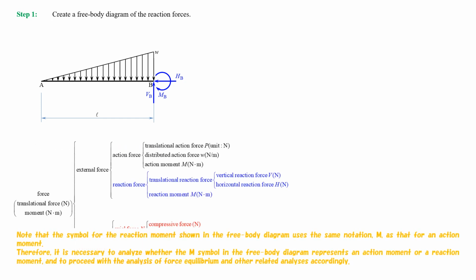Note that the symbol for the reaction moment, shown in the free body diagram, uses the same notation, M, as that for an action moment. Therefore, it is necessary to analyze whether the M symbol in the free body diagram represents an action moment or a reaction moment, and to proceed with the analysis of force equilibrium and other related analyses accordingly.